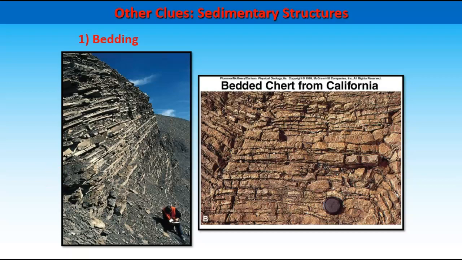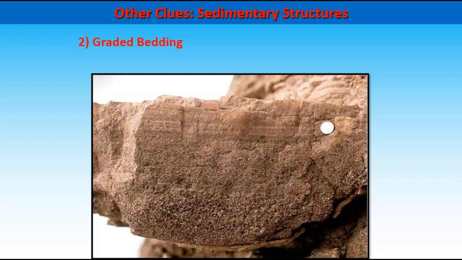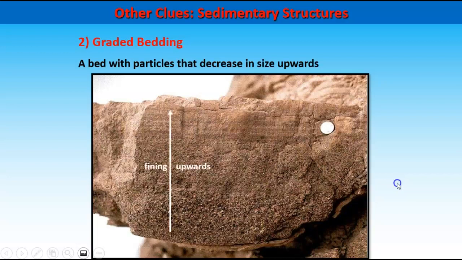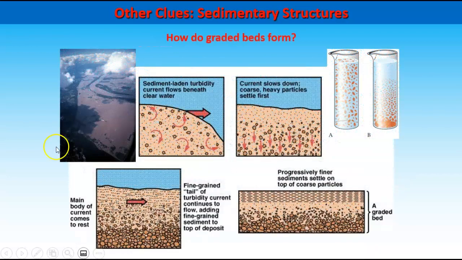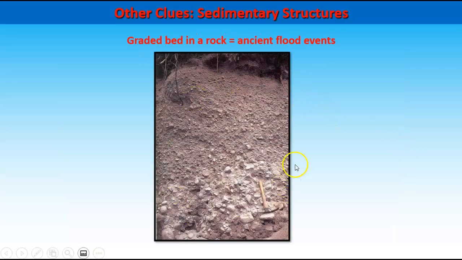So we get bedding, which we talked about. So it's just some images of bedding. You can get some unusual bedding where there are big pieces to small pieces. That gives us a clue about something that happened to this rock, or at least these pieces, before it was turned into a rock. All right. And so we can look at that. This is just an illustration of how graded beds might form. This is an indicator that suggests this was a big flood.